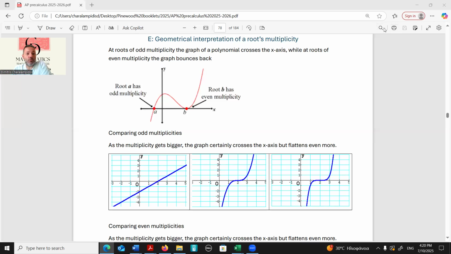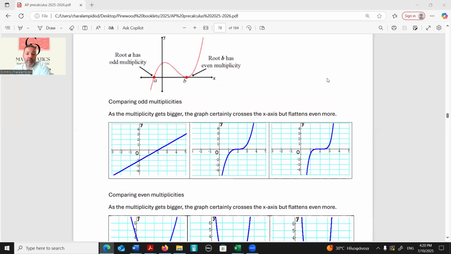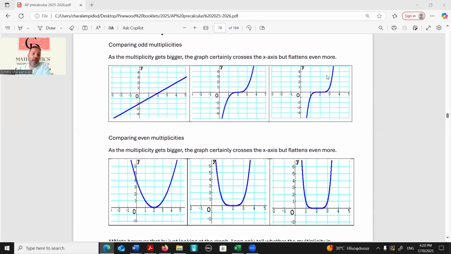Now, let's compare what would happen if we had many odd multiplicities or many even multiplicities. There is this rule: when we refer to odd multiplicities, the graph will certainly cross the x-axis, that's a fact, but as the multiplicity gets bigger, the graph will flatten even more.